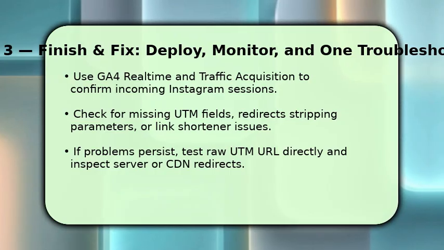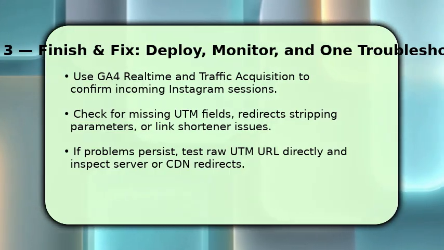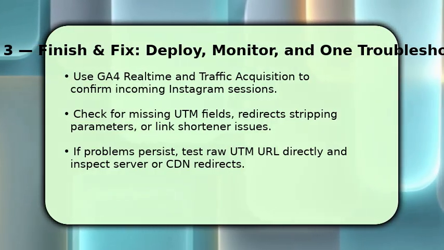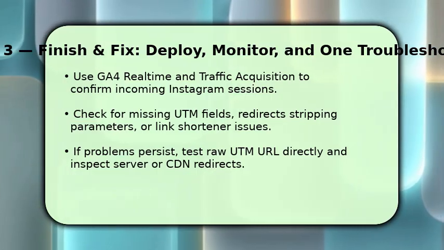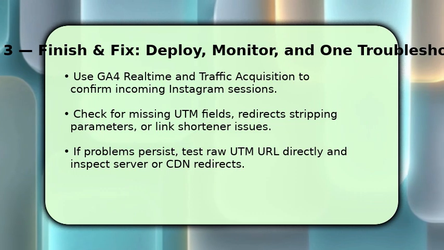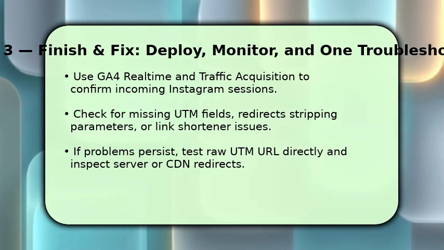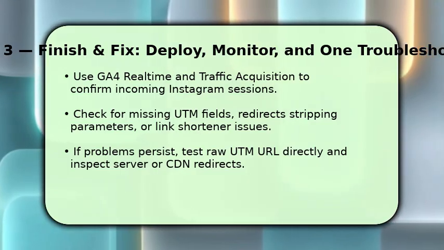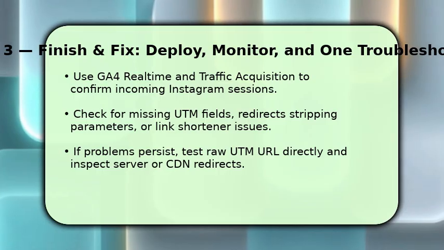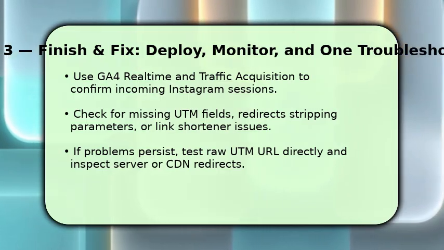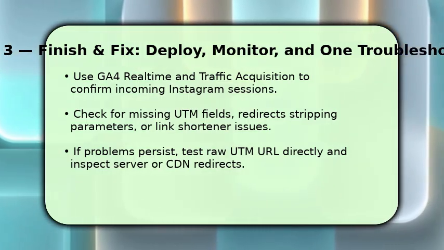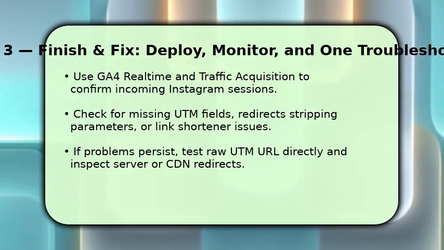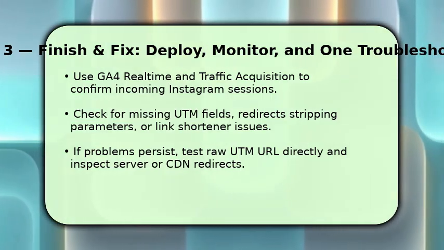If you don't see Instagram traffic, make sure redirects or shorteners aren't removing UTM parameters, and confirm you use source equals Instagram exactly. Also check that Instagram's prefetch or ad wrappers aren't altering URLs. If issues persist, test the unshortened UTM URL directly and inspect redirects with developer tools. This usually reveals the broken link or parameter strip.